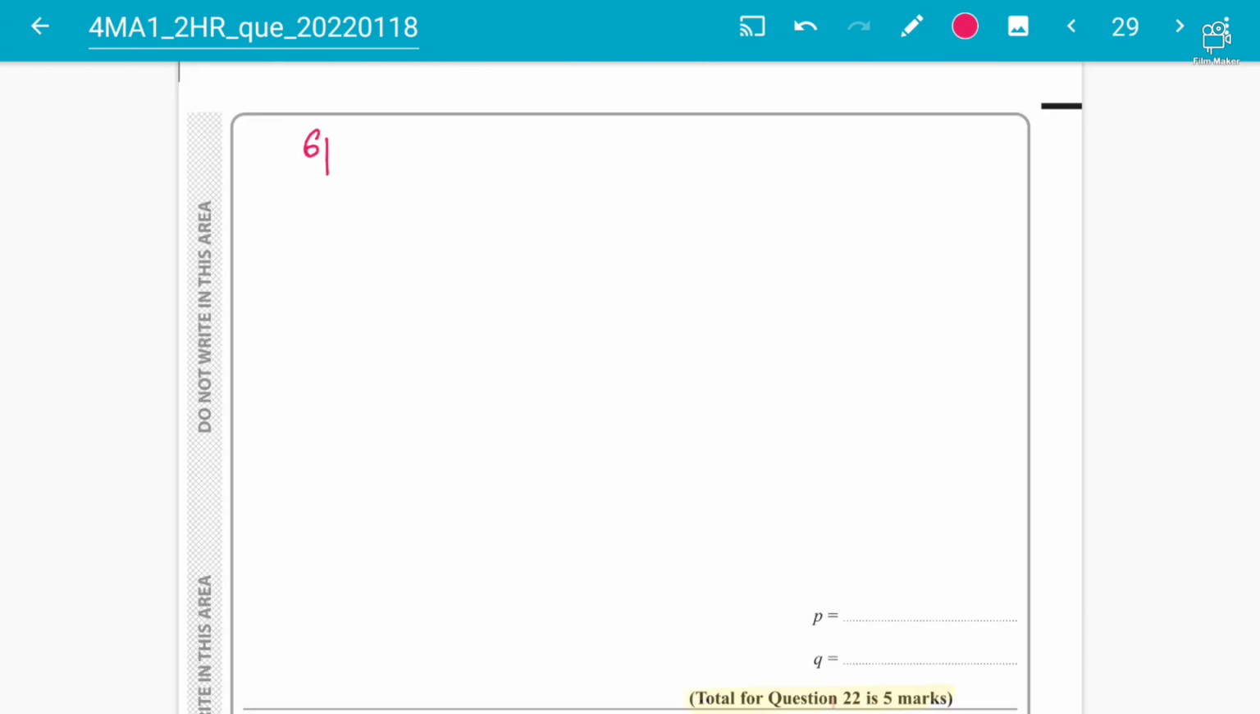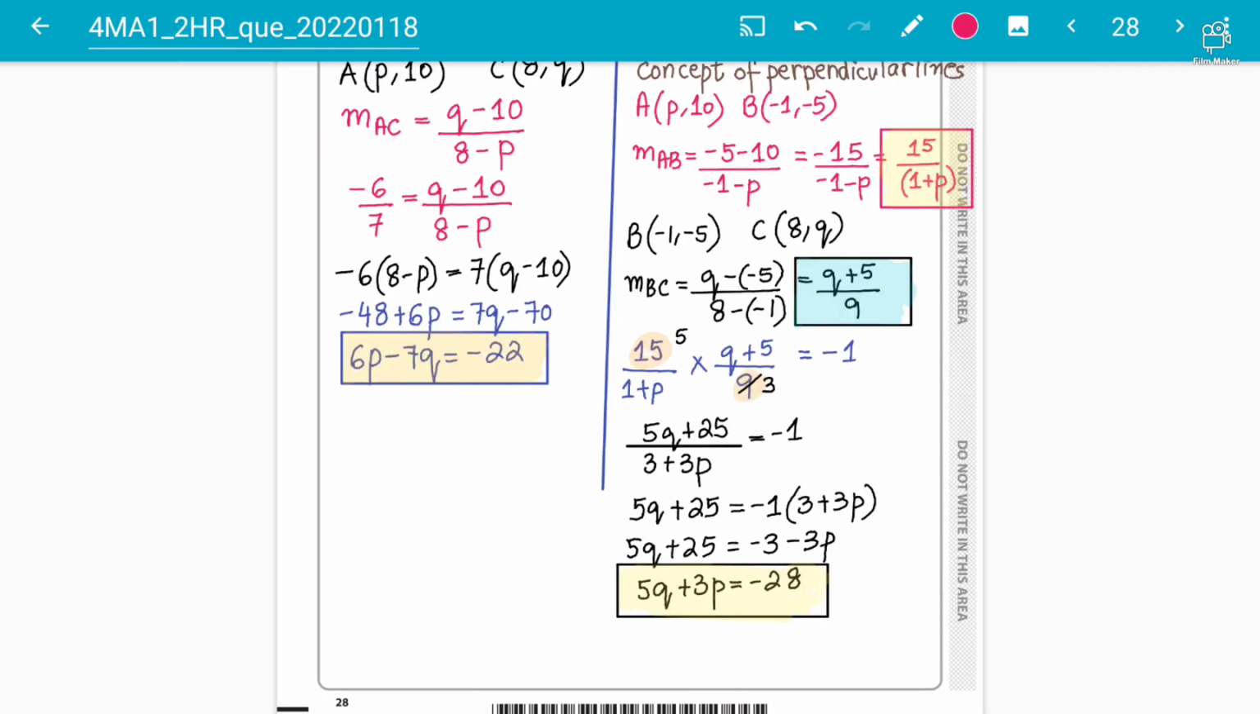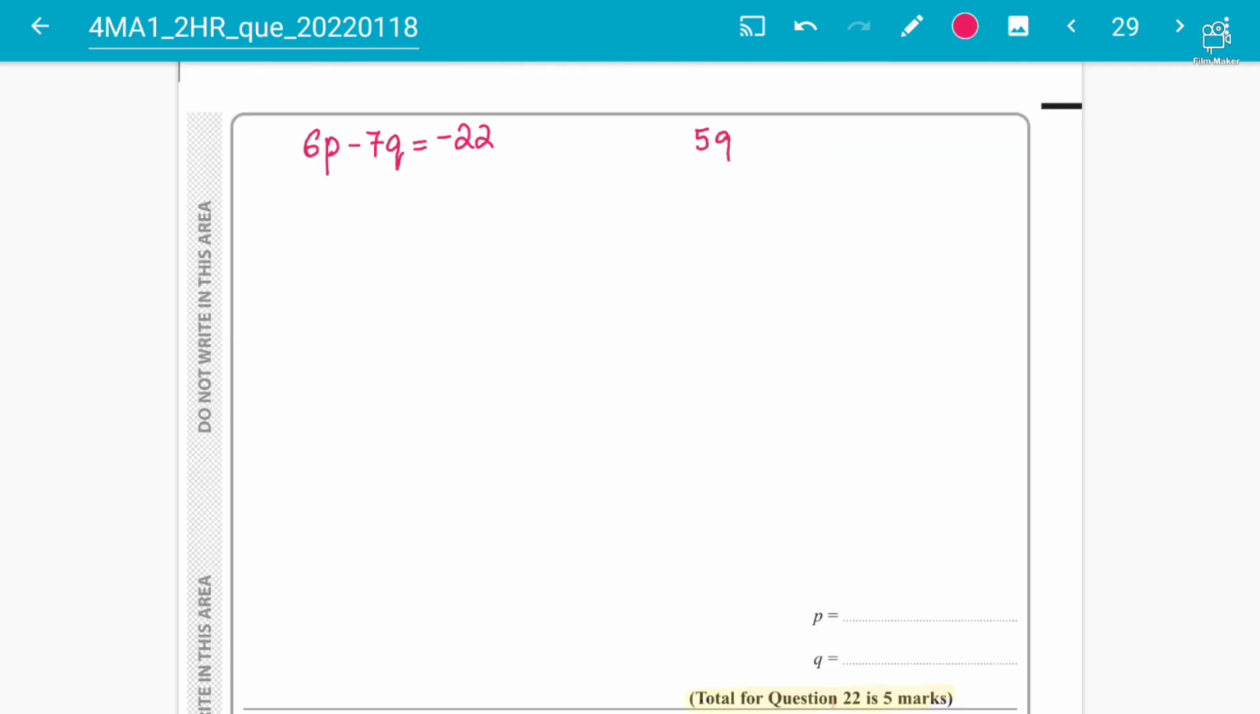So let's write both equations. 6p minus 7q equals -22, and 5q plus 3p equals -28, okay, students? So here we go. Let's try to work it out and get the values of p and q. So let me make p the subject from here.